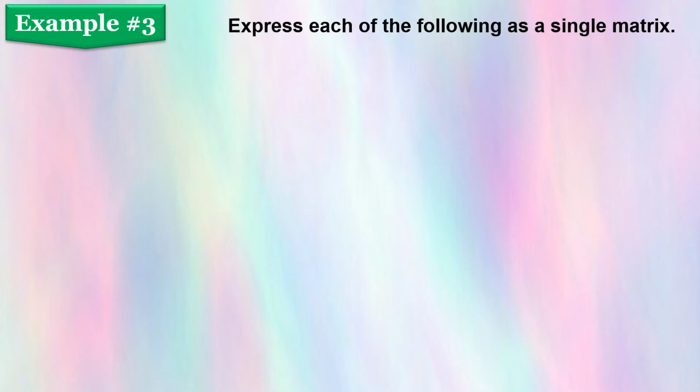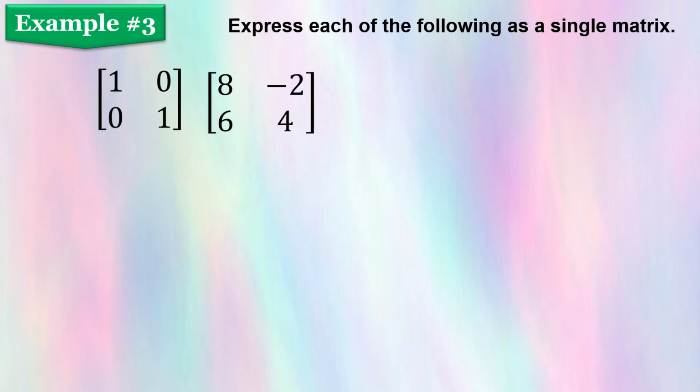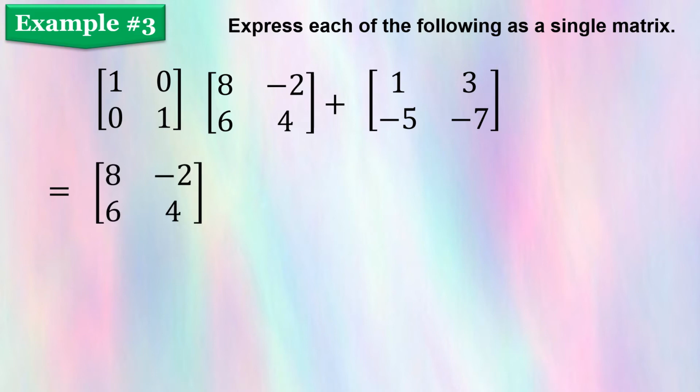Now let us have example number 3. Let us express each of the following as a single matrix. So we are going to multiply 1, 0, 0, 1 times 8, negative 2, 6, 4 plus 1, 3, negative 5, negative 7. So from here, when we multiply 1, 0, 0, 1 times 8, negative 2, 6, 4, it is equal to itself because it is an identity matrix, so 8, negative 2, 6, 4 plus, copy the second matrix, 1, 3, negative 5, negative 7.